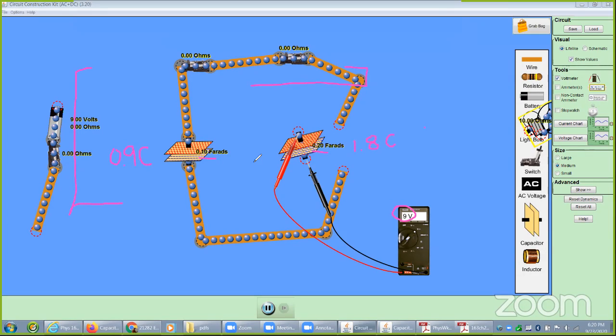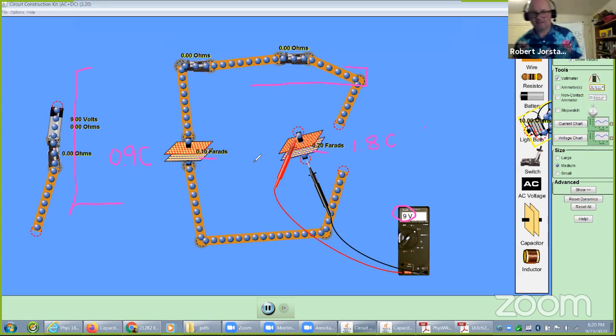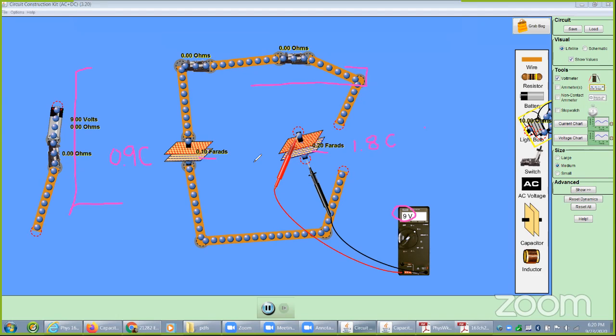What do you guys think? 1 coulomb's pretty decent, isn't it? That's a lot of charge. You're going to die. If you touch these, you're dead. So this is insane.